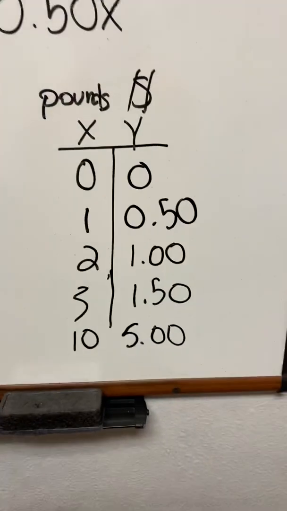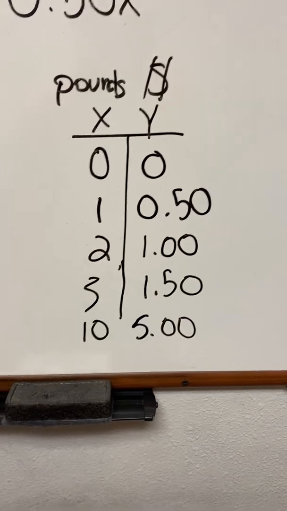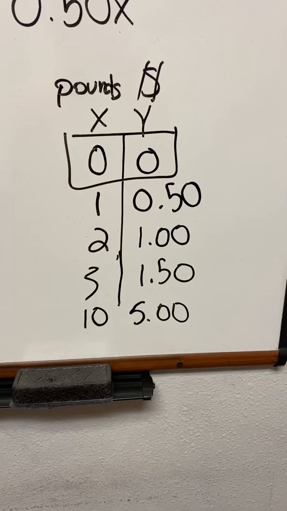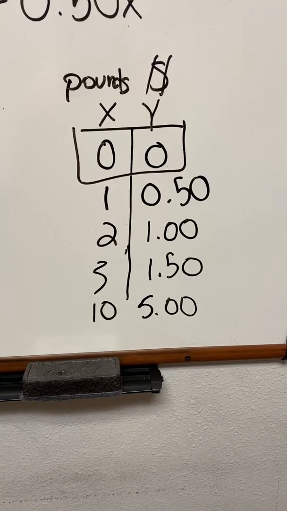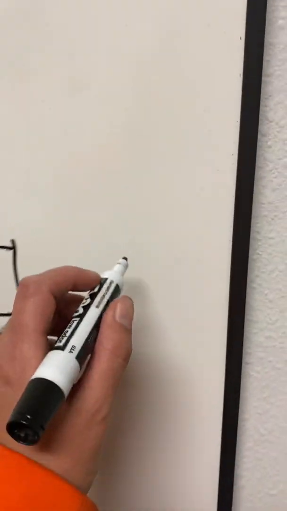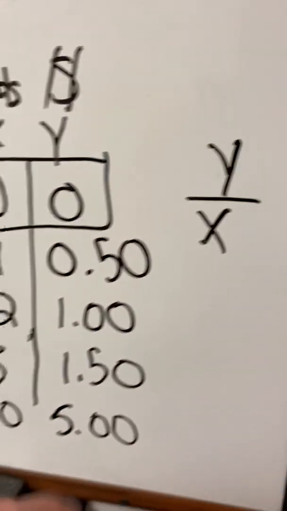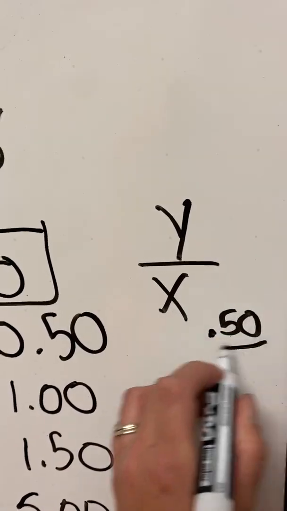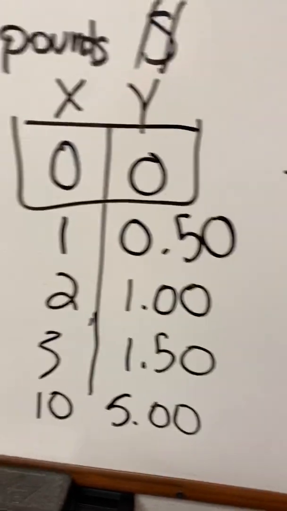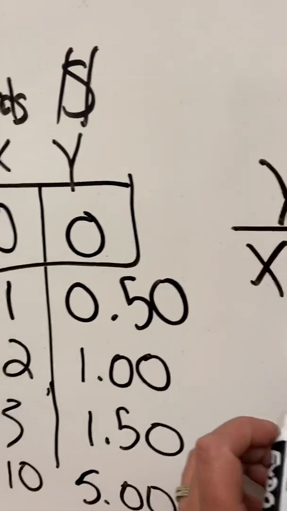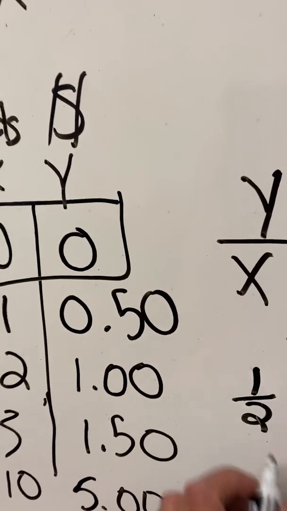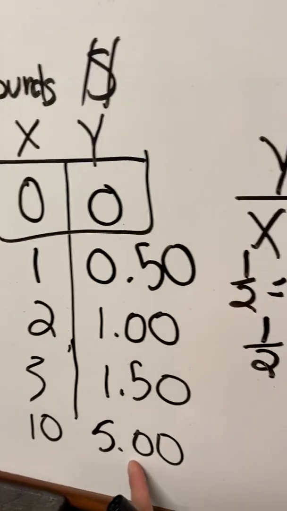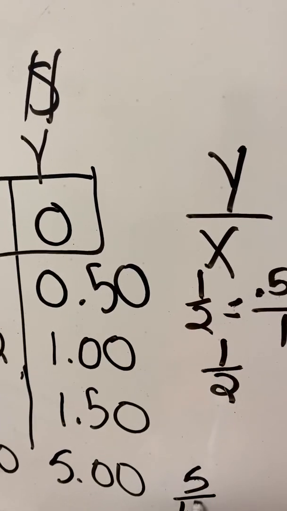Things I'm looking for on the table to see if it's proportional or not. If it can include 0, 0, that's a good sign. And then I want my ratio of y over x to be equivalent, to be equal. So if I take y over x, 0.50 over 1, right? Same thing here. If I take 1 over 2, that's the same thing as a half. 5 over 10 can reduce down to a half.